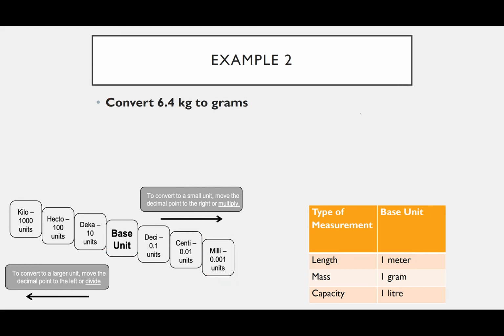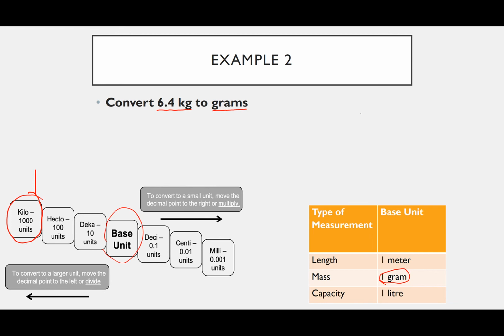Our next example. Convert 6.4 kgs to grams. Our first step is to look at where kilograms is on our ladder. We can see the word kilo here, so we're starting at kilo, and we are making our way to grams. We know that grams is our base unit, so we're moving over to here.